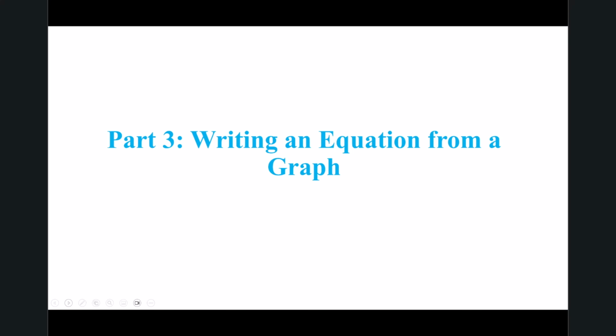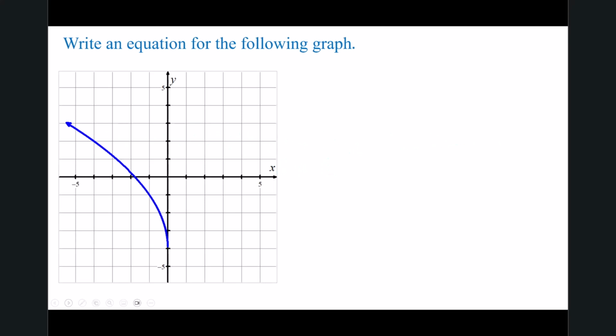Part 3, writing an equation from a graph. Write an equation for the following graph. Looking at this graph, I can see that our parent function, or our toolkit function, would be square root of x. Remember the basic shapes of your toolkit function. So let's graph square root of x and compare.